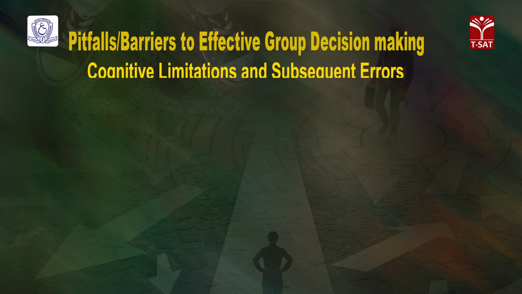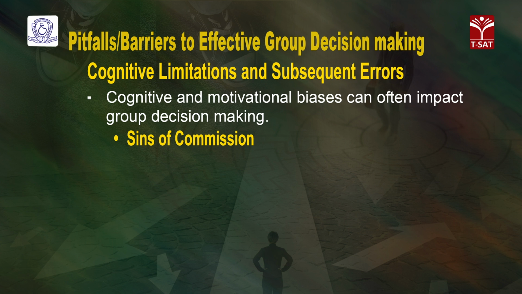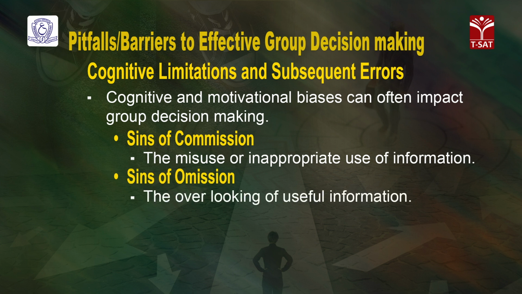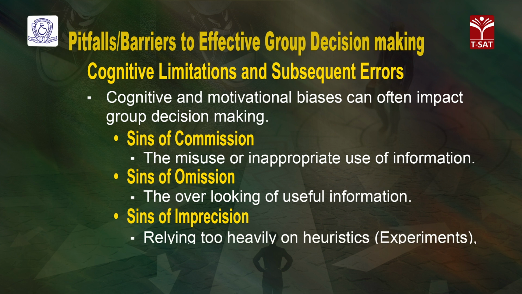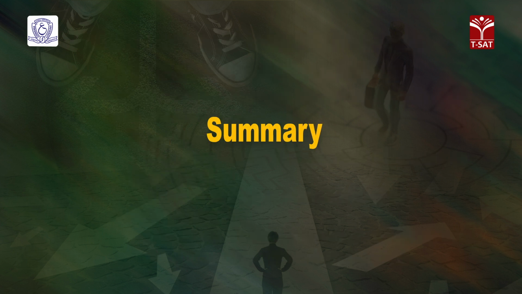The fourth pitfall or the barrier is cognitive limitations and subsequent errors. Cognitive and motivational biases can often impact group decision making. There are three types of biases that occur in the process of decision making. One is sense of commission, the misuse or inappropriate use of the information that is shared in the group. Sense of omission, that is the overlooking of useful information. The other one is sense of imprecision, that is relying too heavily on heuristics, that is on experiments, which may overly simplify complex decisions.